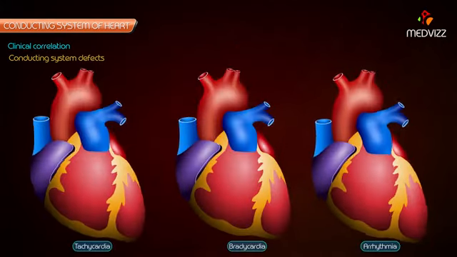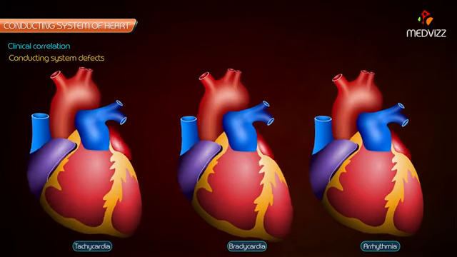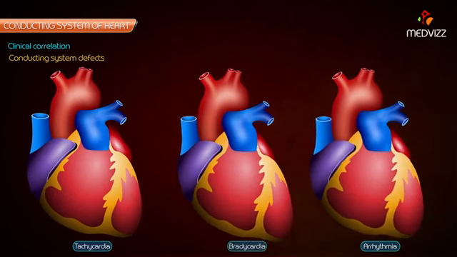An important point to be noted here is that rapid pulse is called tachycardia, the slow pulse is called bradycardia, whereas irregular pulse is called arrhythmia.